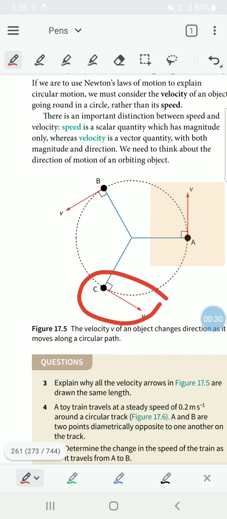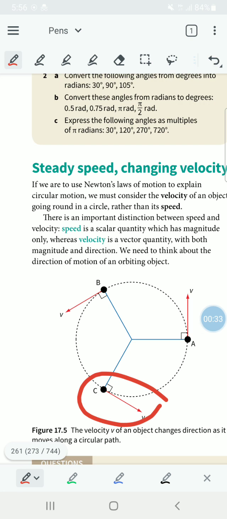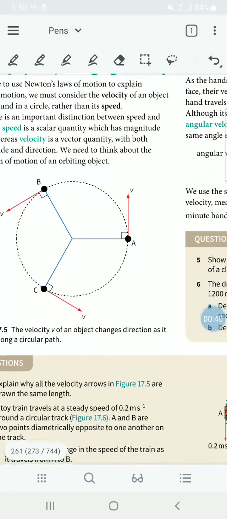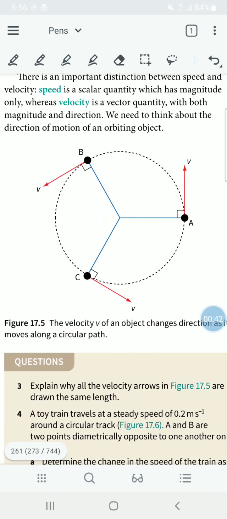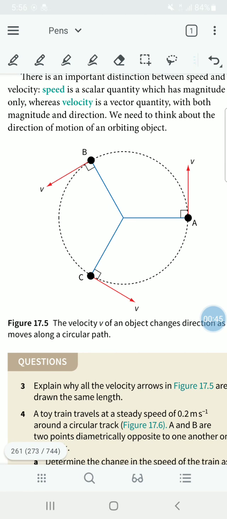They have the same length because their numerical values are not different. They have the same numerical value. That is what it represents. That is, even though the velocity is changing. Why does the velocity change? Velocity can change due to two different reasons. One is changing of the direction. The other one is changing of the numerical value. But here the numerical value remains the same, but the direction is changing. That is the reason why velocity is changing.